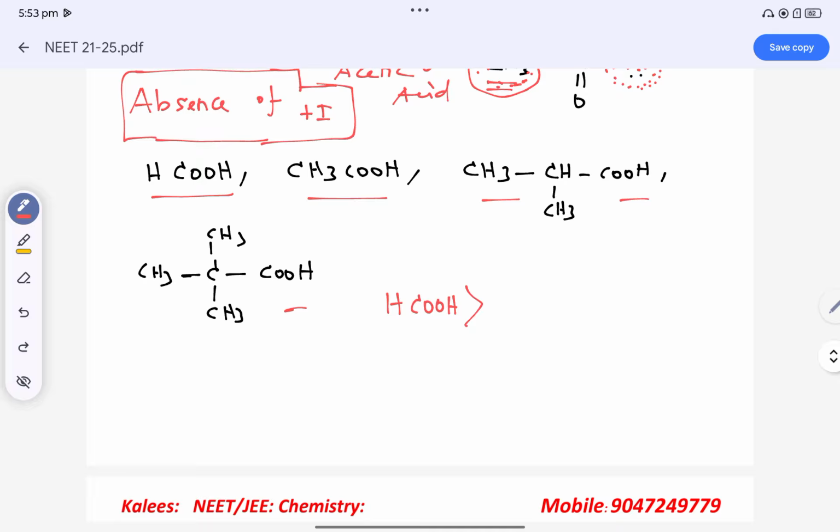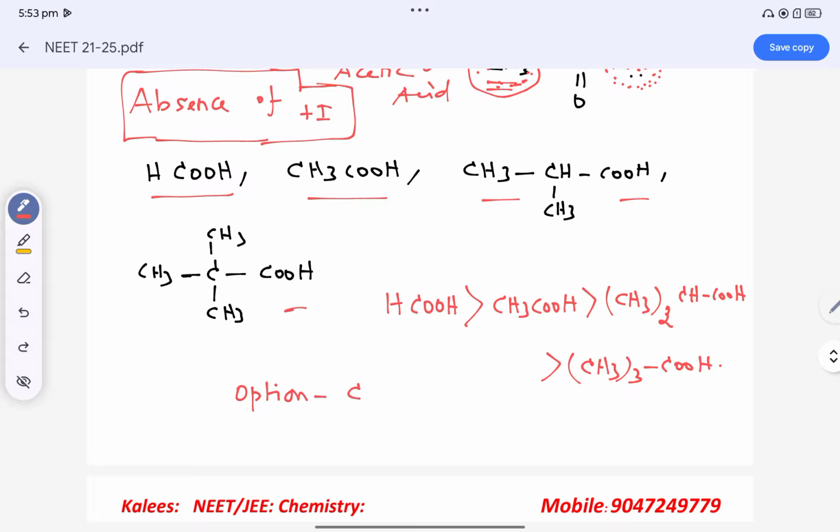Then with only one methyl group, CH3COOH, acetic acid; with two methyl groups, we have (CH3)2CHCOOH; then further we may have (CH3)3COOH. This is the order, right, my dear students? This is the order. So in this case, option C will be the correct answer.